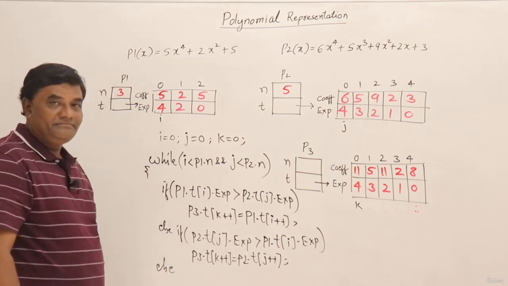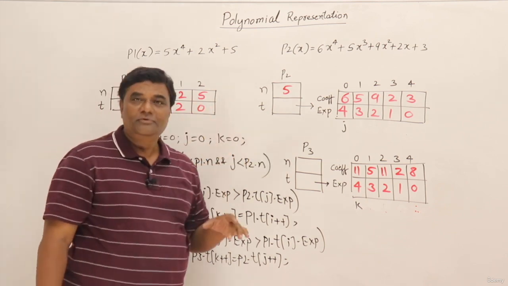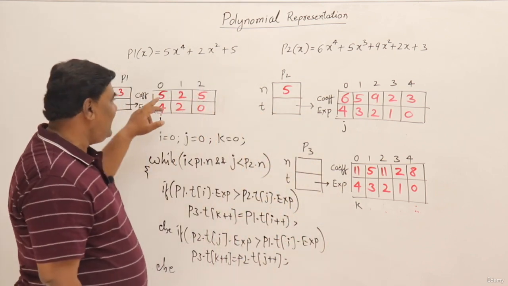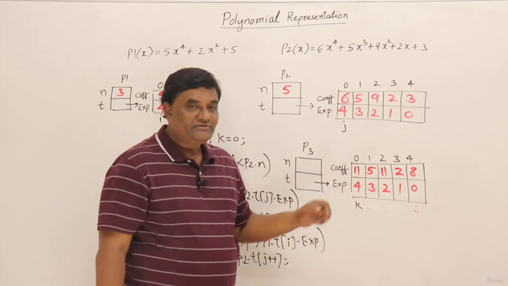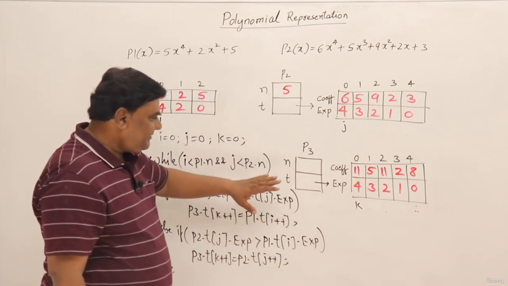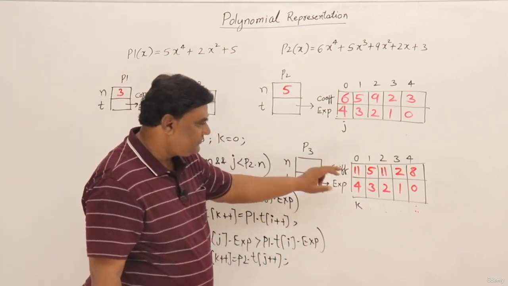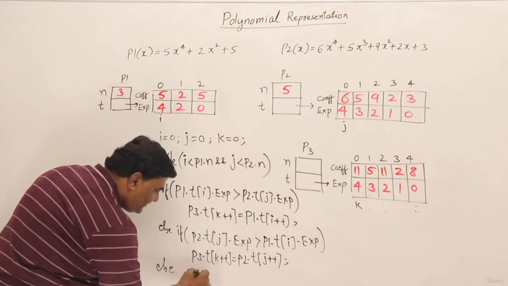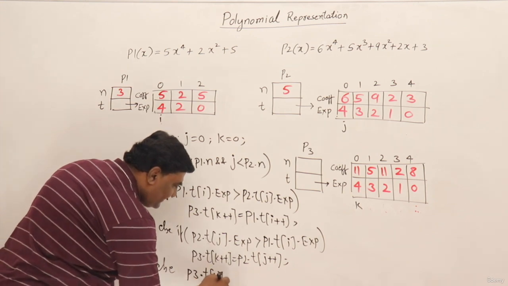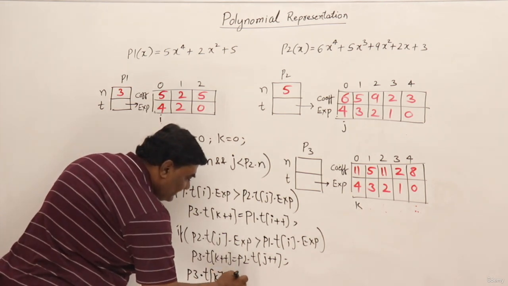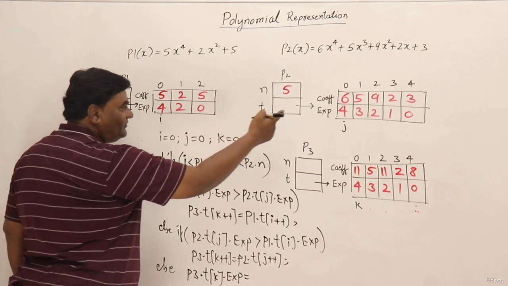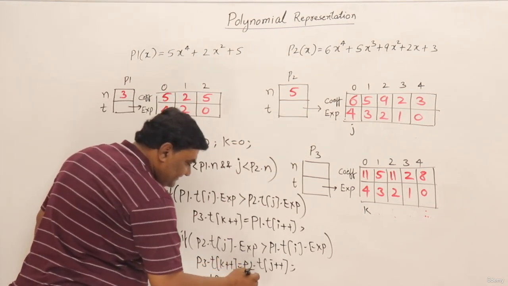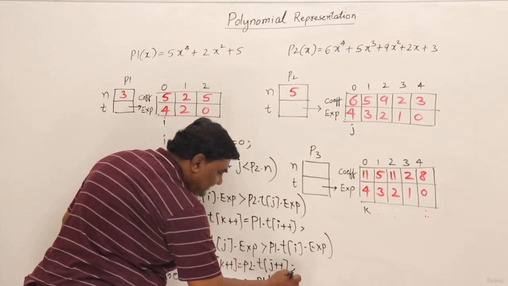Else, what we should do? In the final else, both are equal. Both are equal means the exponent should be taken as it is, but the coefficients must be added, like 5 plus 6 we were adding. So coefficients must be added. So I should prepare two terms of this one, exponent and coefficient. Let me write on this one. I have to write two statements here. So P3 dot T of k dot exponent. I can copy this exponent from here or from here, either P1 or P2. So I will write P1 dot T of i dot exponent.